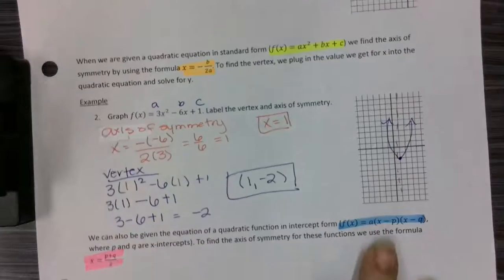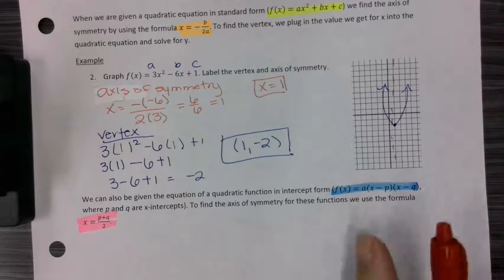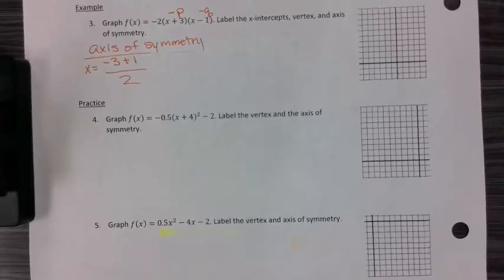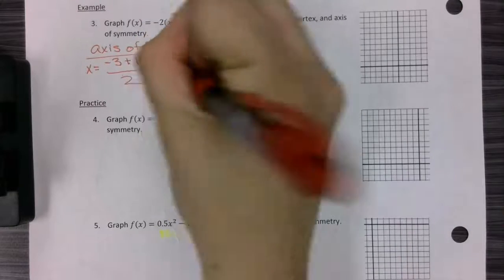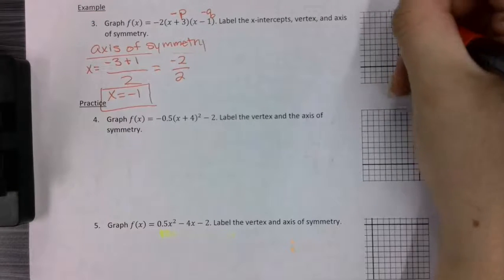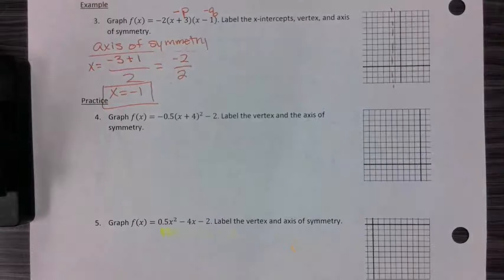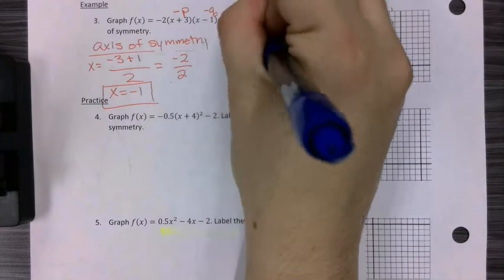Because if I look back over here, the formula has a negative. So I have to do opposite the sign. Okay? So going back over here, I have negative 3 plus 1, which is negative 2, divided by 2 is negative 1. So I have x equals negative 1 for my axis of symmetry. Then to get my vertex, I plug into the formula.